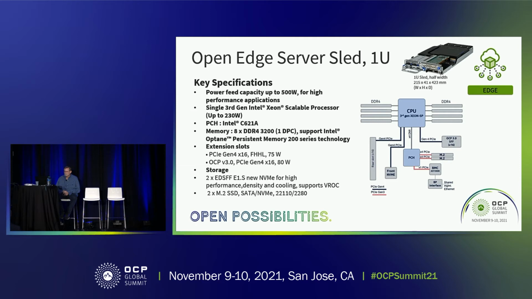On the storage wise, we have two of the E1.S in the front. This is the NVMe drive. We implement this for high performance density in such a space constrained server design and cooling consideration. There are a total of two M.2 on board you can use as the boot drive and 1+1 mirroring.